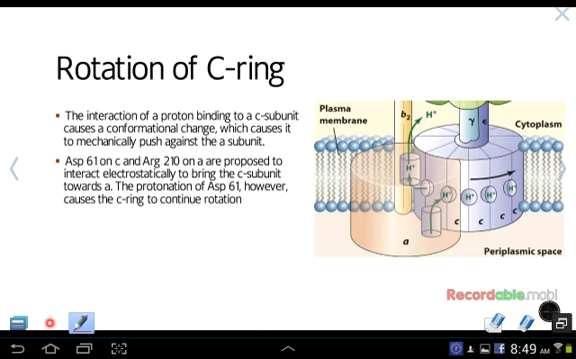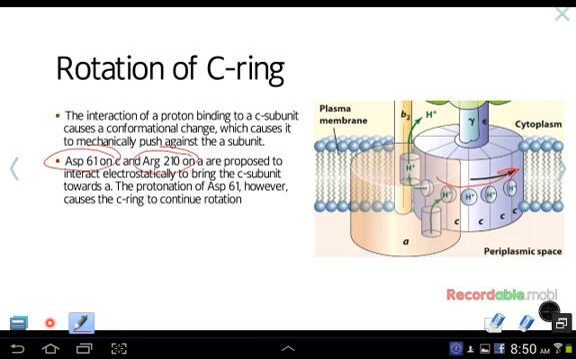Rotation of the C ring. The interaction of a proton binding to a C subunit causes a conformational change which then causes it to mechanically push against the A subunit and is what drives the rotation. So this is actually driven by interactions between an aspartic residue on C and an arginine residue on A.